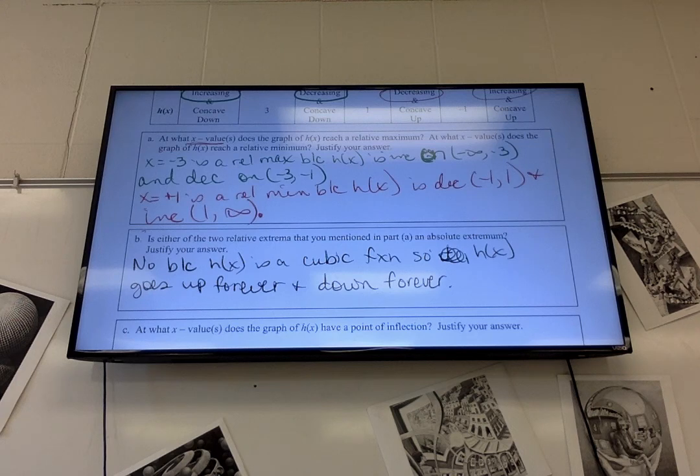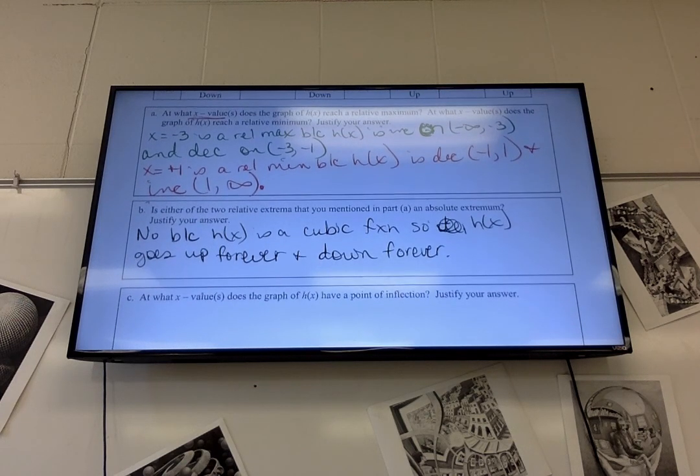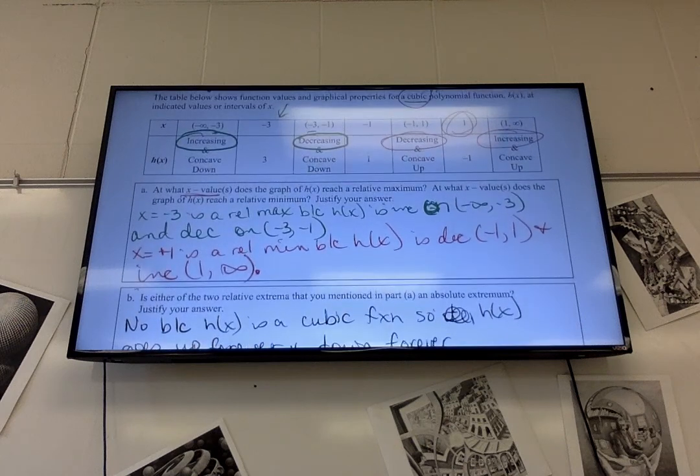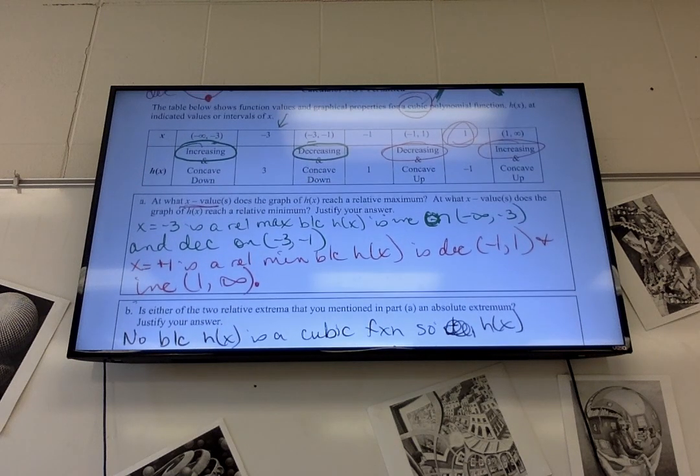Now, points of inflection. So at what x value or values does the graph of h of x have a point of inflection? Justify your answer. Is it -1 because it keeps decreasing? Good point. Let's see here. So we have from -3 to -1. And then it goes, well, that doesn't mean it's a 0. Good point.